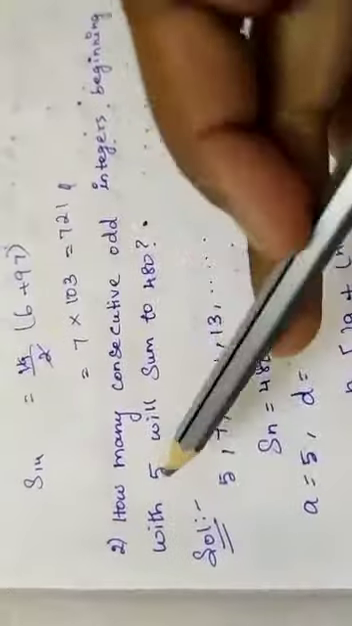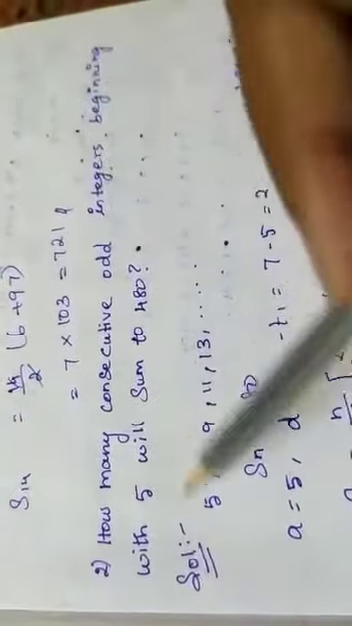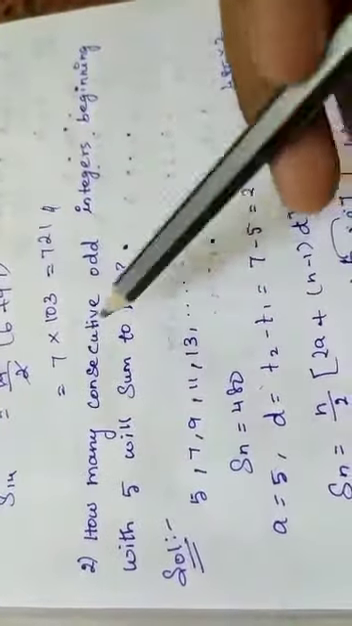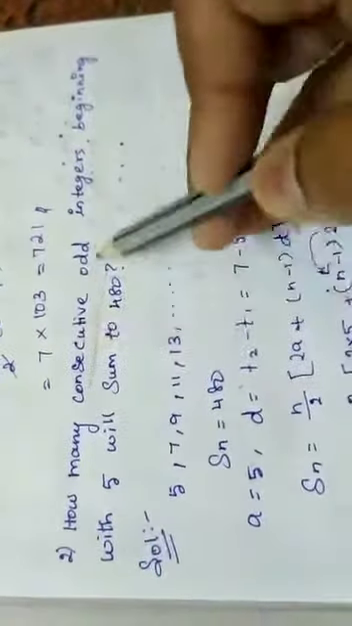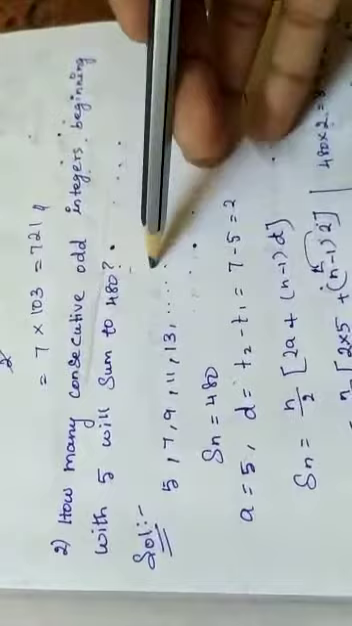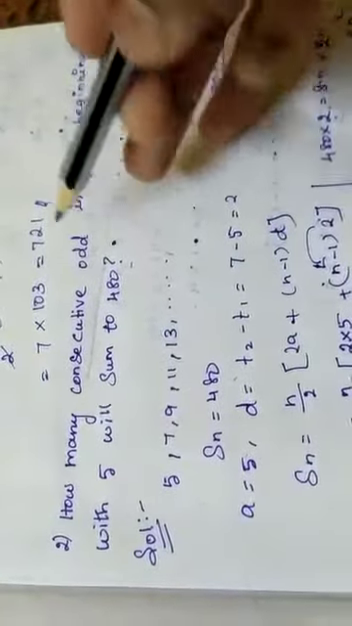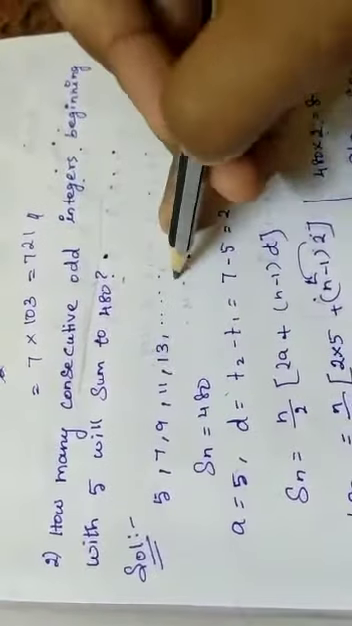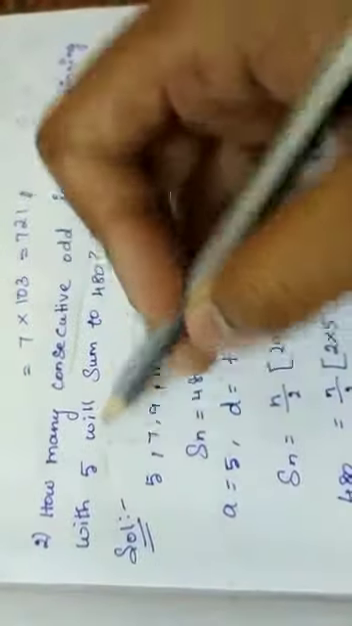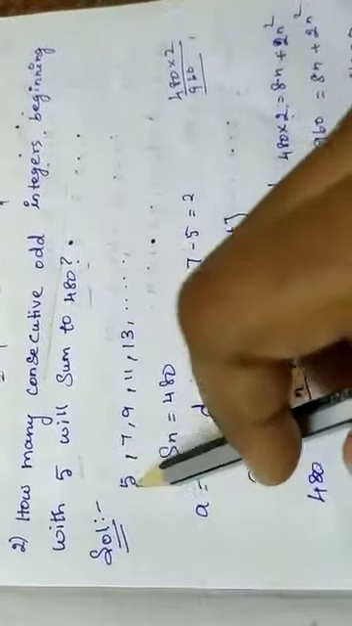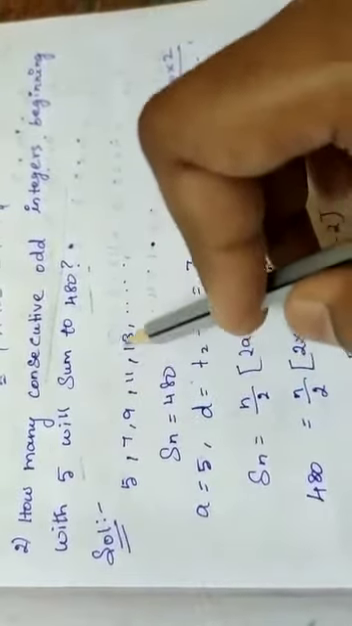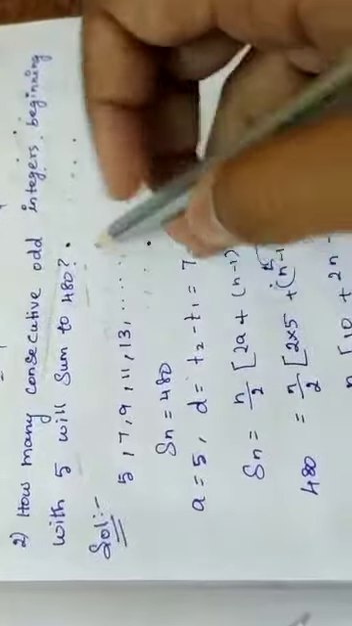So our second question is, how many consecutive odd integers beginning with 5 will sum up to 480? They are asking how many consecutive odd integers. Consecutive means the next number, and odd integer you already know, the next odd number. We are going to find the next odd numbers of 5, so 5, 7, 9, 11, 13 till the sum is 480.